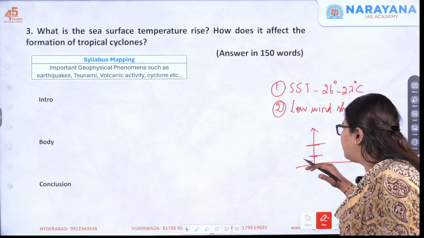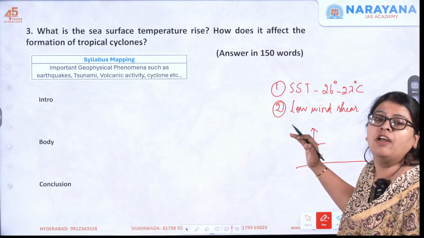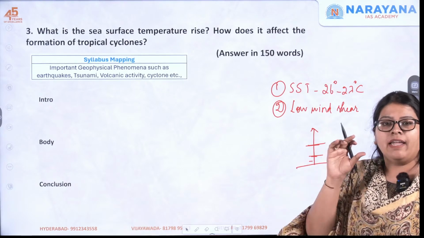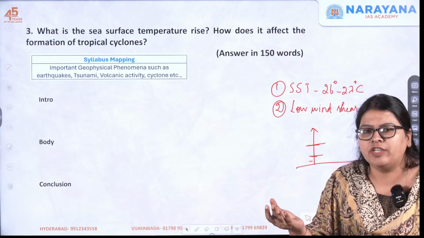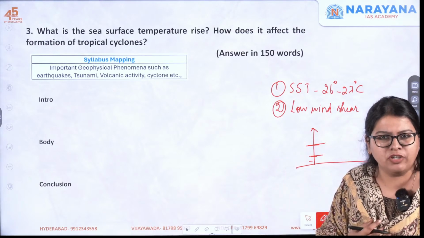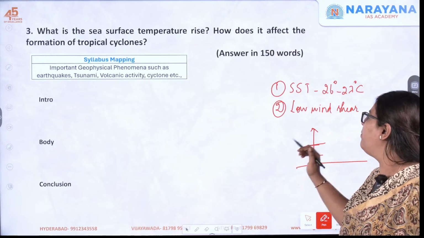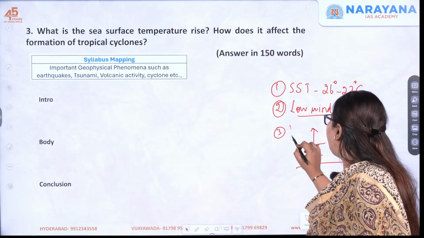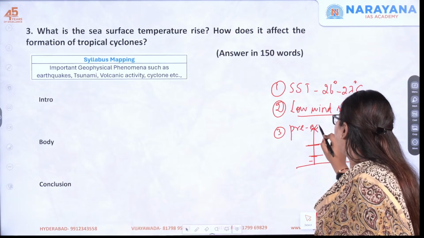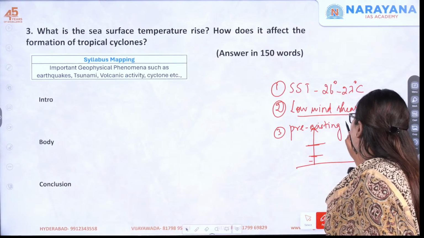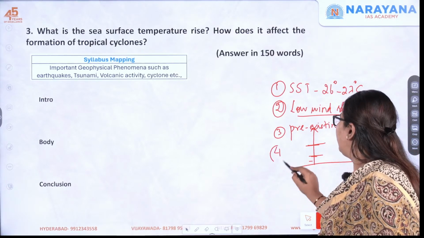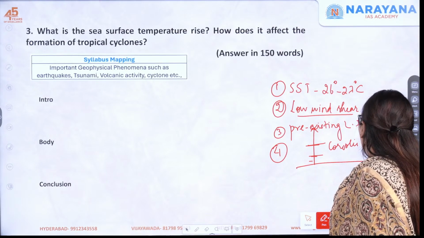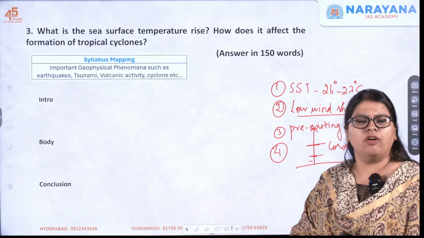Here the speed is different and the direction can be different. The difference in the speed, the direction, the nature of the wind, even the temperature of the wind, is very important. If it is less, it is called low wind shear, and if it is more, it is called high wind shear. For a tropical cyclone to form, it has to have low wind shear, a pre-existing low pressure, and also the Coriolis force. We saw how the Coriolis force was responsible for the formation of tropical cyclones.